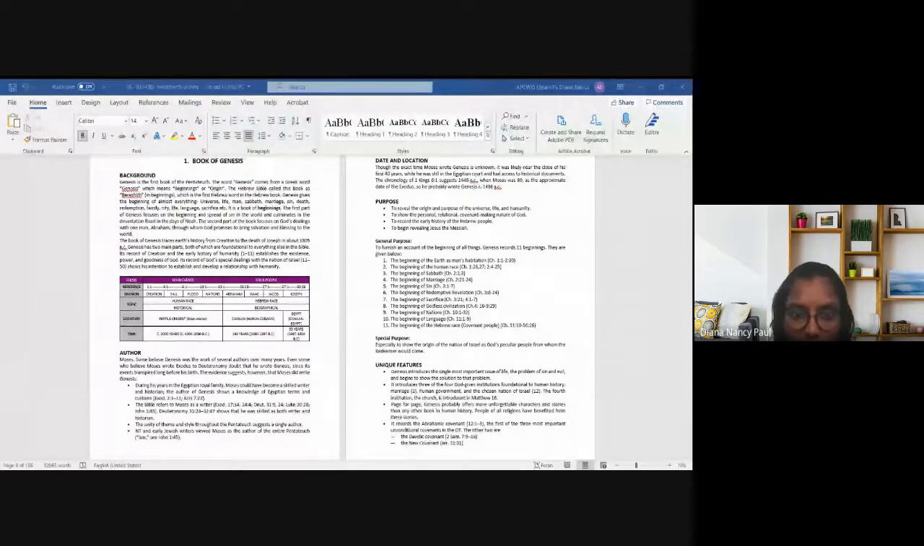Have everyone turn your Bibles to Genesis chapter 1, verse 1. It says, in the beginning, God created the heavens and the earth. And chapter 2, verse 30.